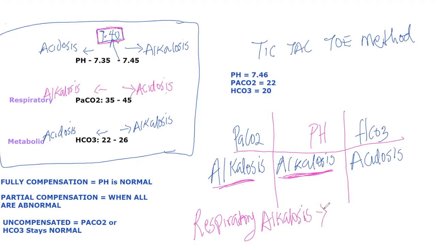Remember, we have to figure out what kind of compensation we have going on. As you can see, they are all abnormal. They are all outside of their normal range. Our HCO3 is trying to compensate, but yet our pH has not gone to a full compensation. It has not gone back to being normal. So for now, we just have a partial compensation going on. All right? So we have a respiratory alkalosis, partially compensated.